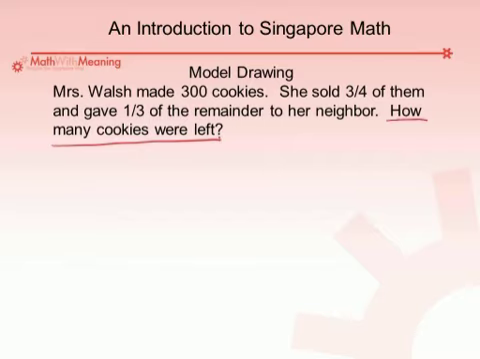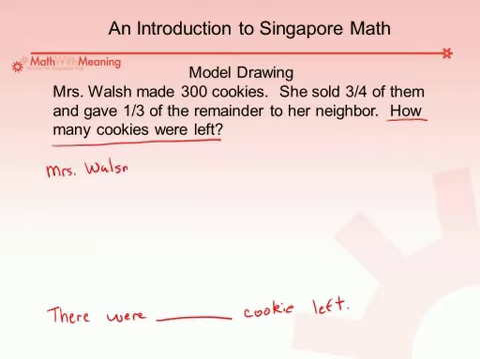How many cookies were left? Well, there were blank cookies left. This is what we're trying to solve. And who are we talking about here? We're talking about Mrs. Walsh, and we're talking about her what? Her cookies. So once again, there's that possessive, and we write our who and our what, or our variable.